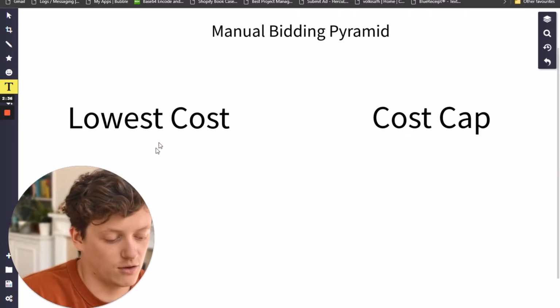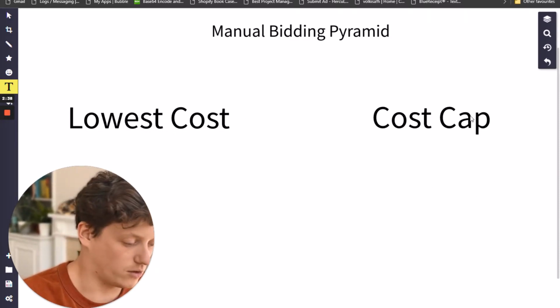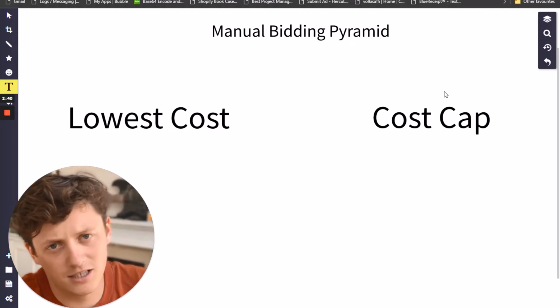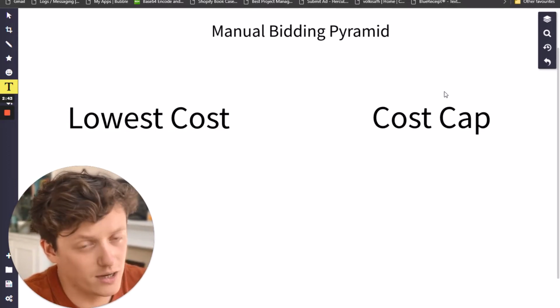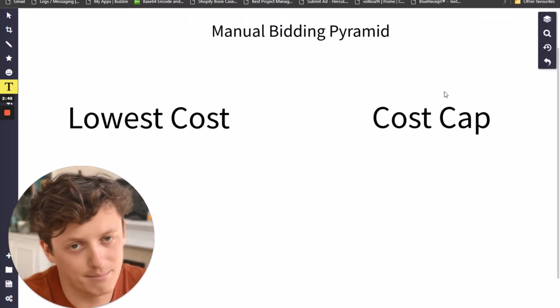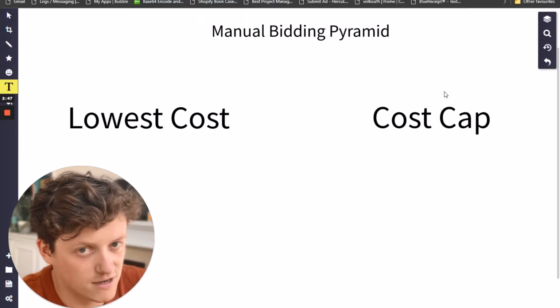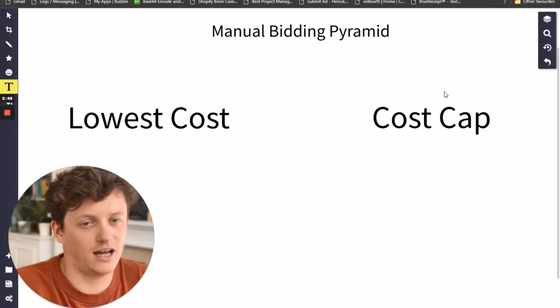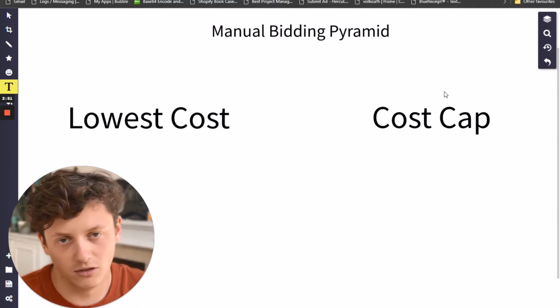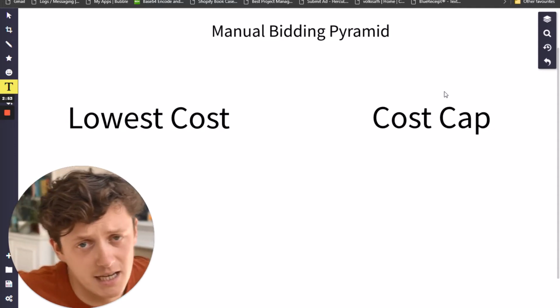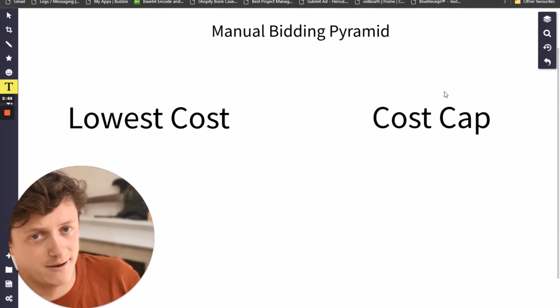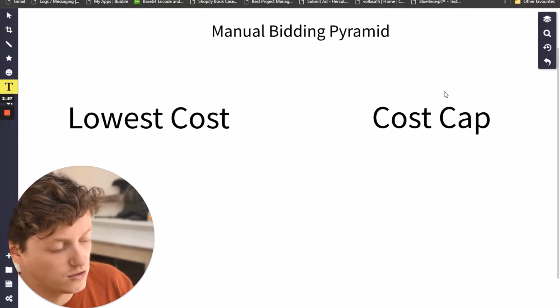On TikTok ads, you have the lowest cost strategy or the cost cap strategy. Up until about 6 to 12 months ago, TikTok ads only had cost cap, and that's basically manual bidding. Very recently, they've introduced lowest cost, and Facebook's been using it for a lot of years now. Essentially, lowest cost allows TikTok and Facebook to decide on the bid for you.